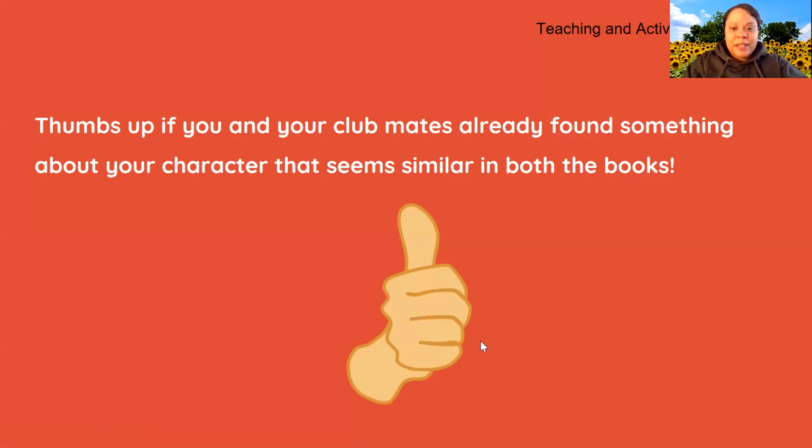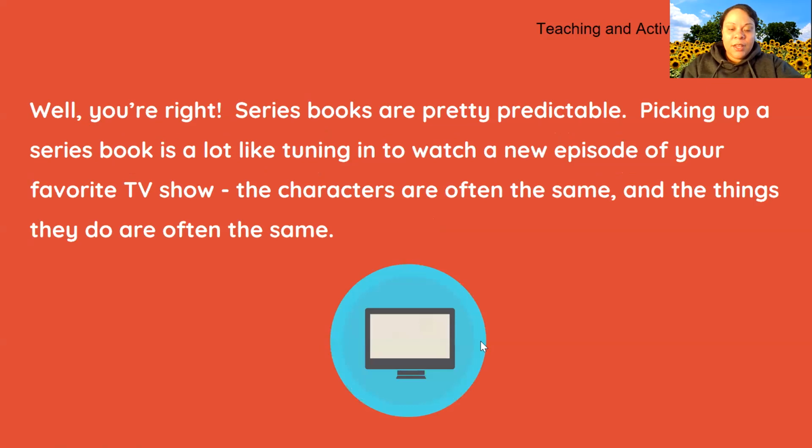So thumbs up if you, your clubmates or yourself, have found something about your character. Did you find something that's similar in the one book that maybe you already started reading another book? Did you notice something that's the same in both of those books you read in the series? What did you notice? So series books are pretty predictable. Picking up a series book is a lot like tuning in to watch a new episode of your favorite TV show. The characters are often the same and the things they do are often the same.